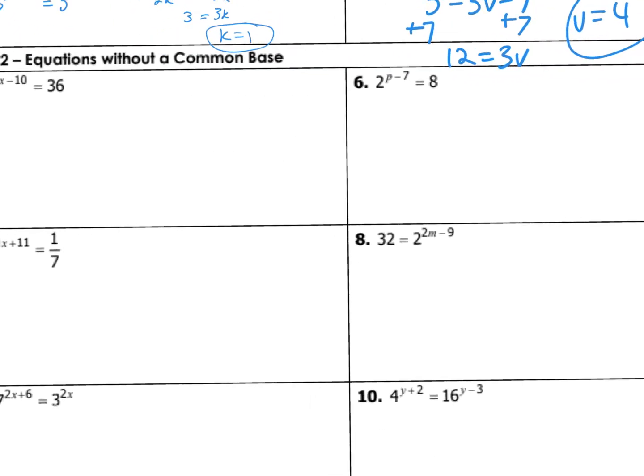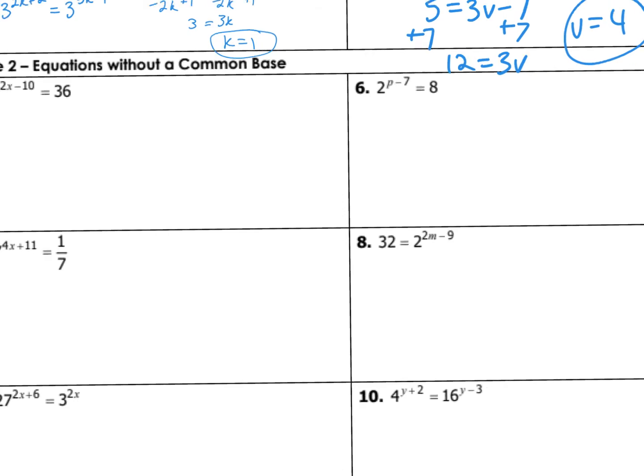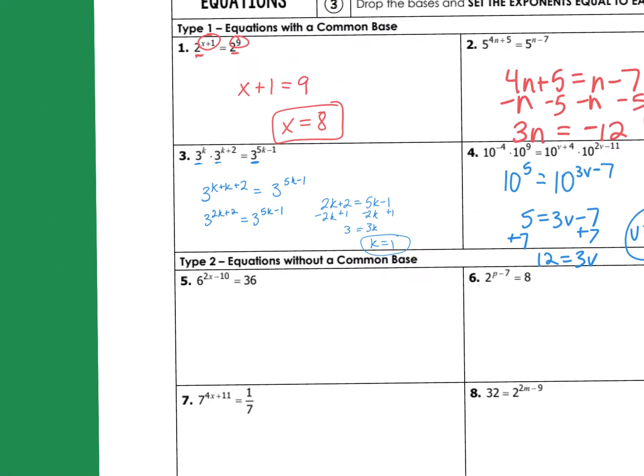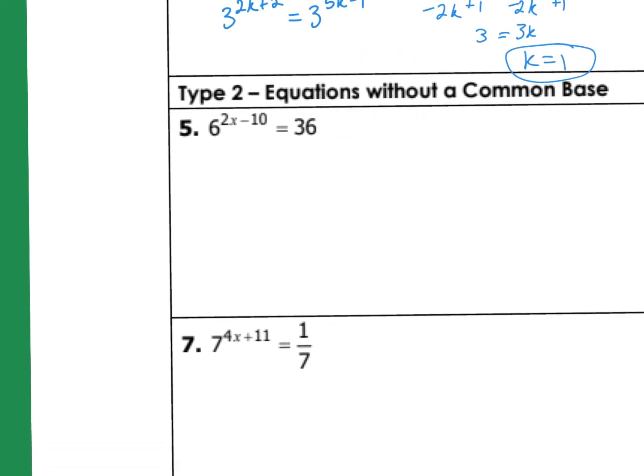Okay, here we go. Equations without a common base. So unfortunately, it's not always going to be that simple. Sometimes they're going to give us equations that look like this, and we have to make our own common base. But we've been doing this before. We know what exponents are, right? So here's the strategy I want you to use for this. If you see an equation like this and both sides do not have a common base, I want you to first just look at the two bases that you have. So in this case, we have 6 and 36. Which one's smaller? 6, okay?